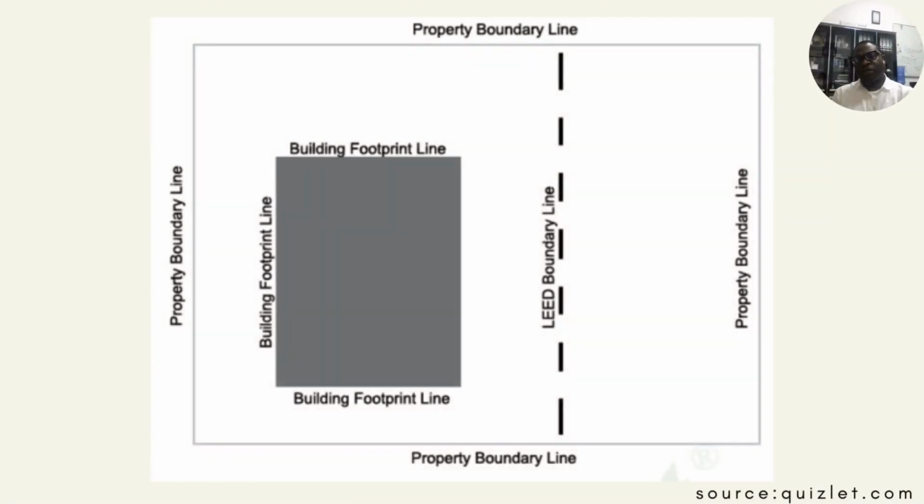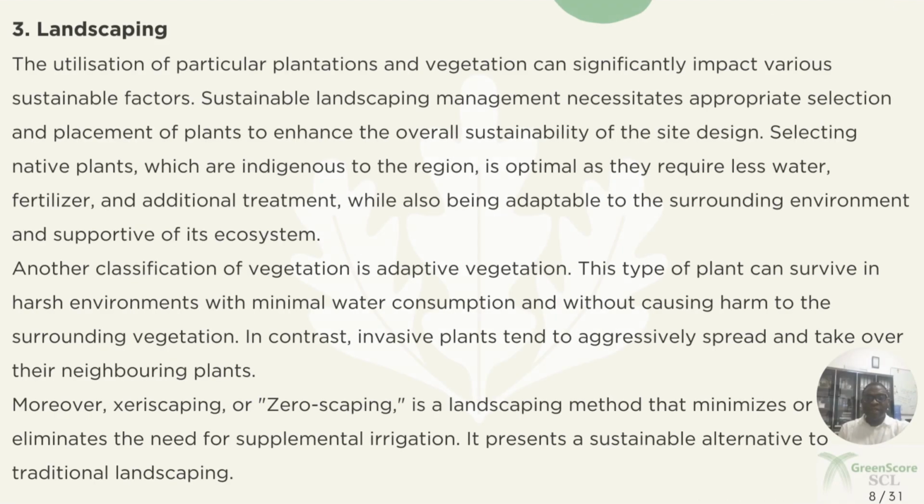This is the illustration I made reference to earlier on. You can see what I explained about the LEED boundary line, the property boundary line, and also the building footprint line. Then this speaks to it very clearly.